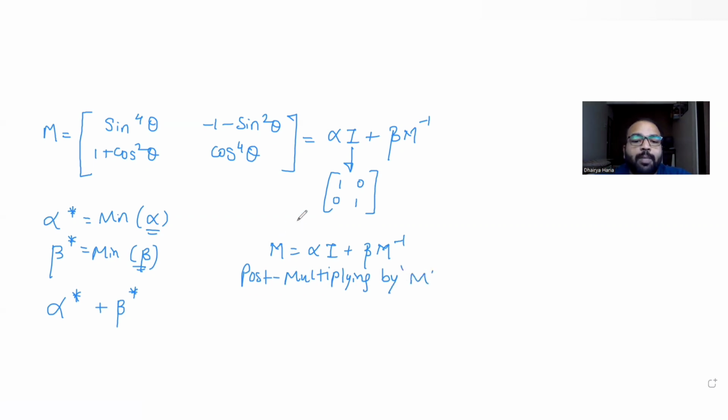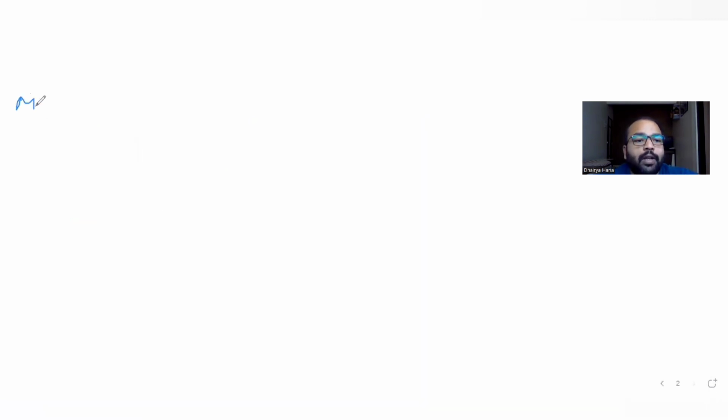When I post multiply everything by matrix M, this gives M into M, that is M square. This becomes alpha into identity matrix into M, which is M again, plus beta, M inverse into M. The inverse of a matrix into the matrix is always an identity matrix, so M inverse into M is an identity matrix. First, let's find M square, which is nothing but multiplying M two times.